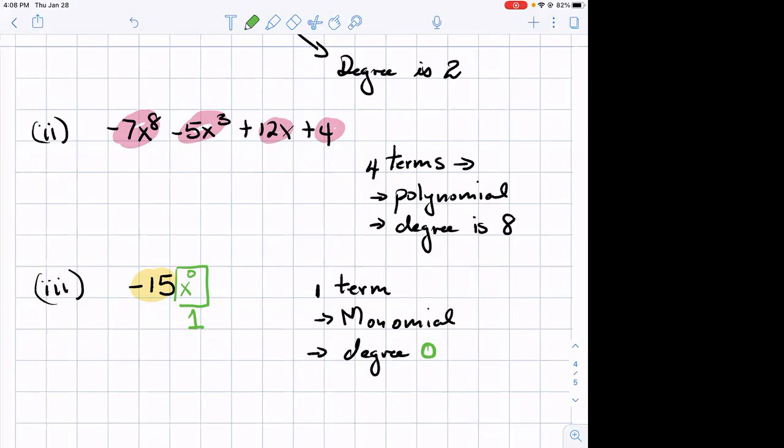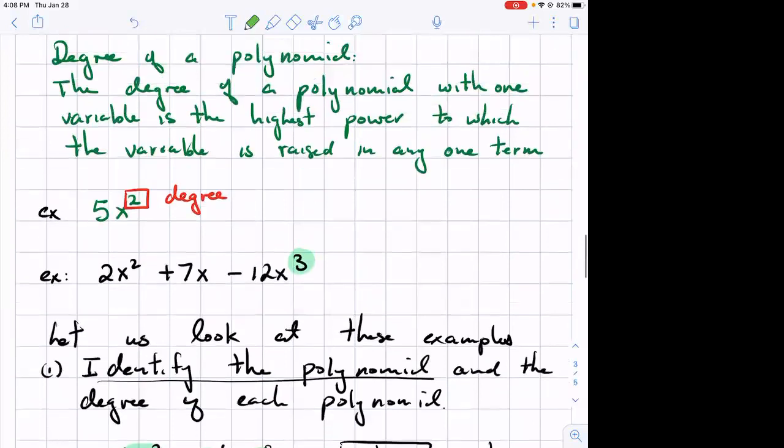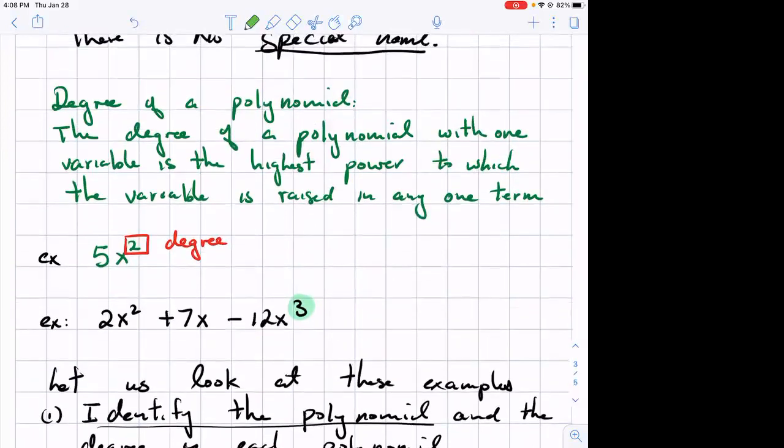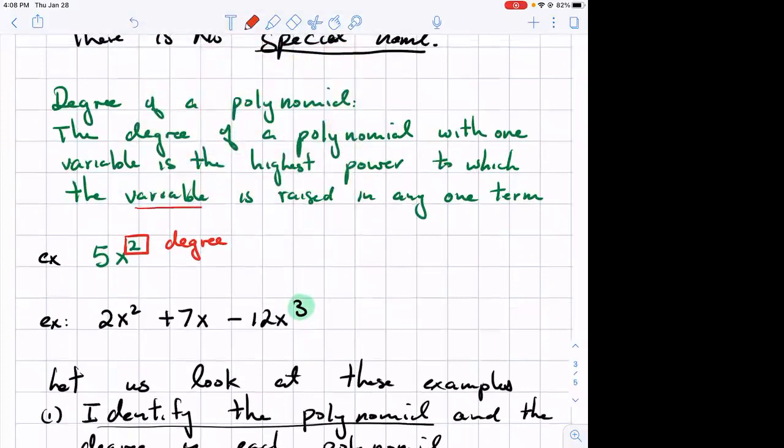Okay, because you have to be careful when we talk about degree, right? If you go back, the degree of the polynomial with one variable is the highest power to which the variable, very important, to which the variable is raised. Because numbers by themselves have a power of 1, right? If I write the number 7, it's 7 raised to the first power. Okay?